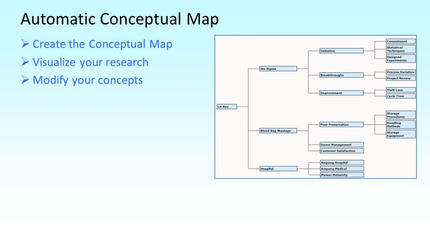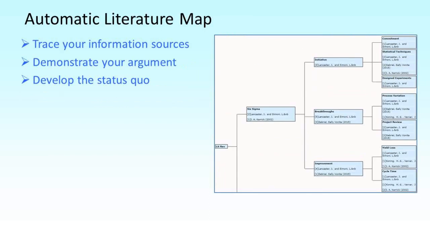Create your conceptual map using AsterWrite. The conceptual map helps you to visualize relationships. Create a literature map using AsterWrite. The literature map shows the sources which support the conceptual map. This is a fully automatic feature of AsterWrite.